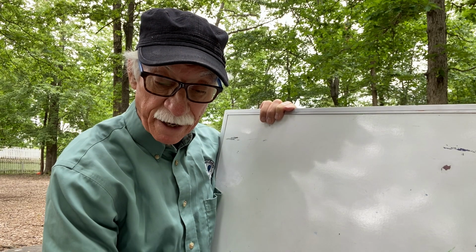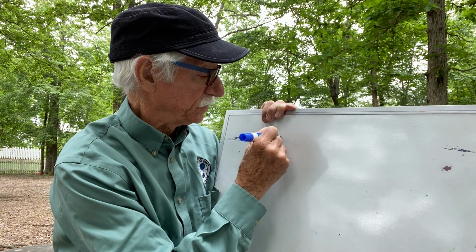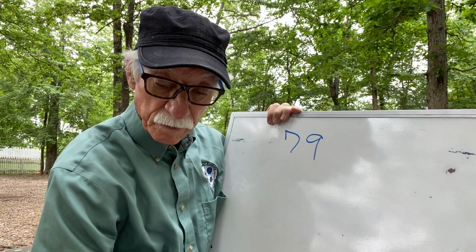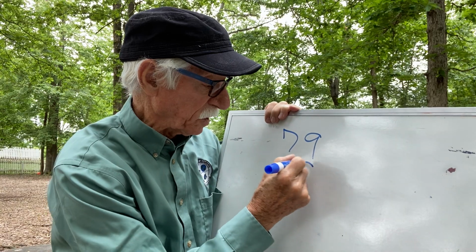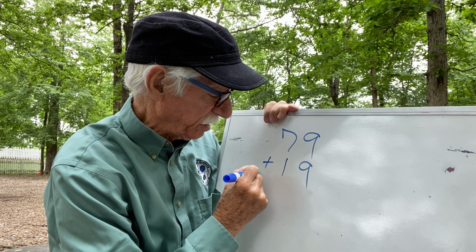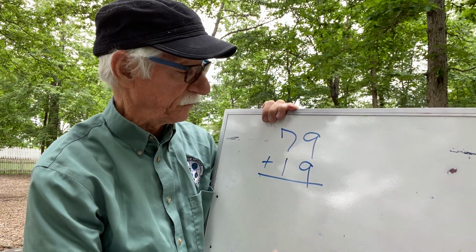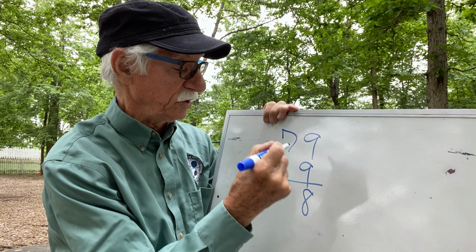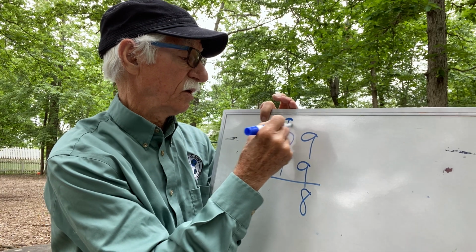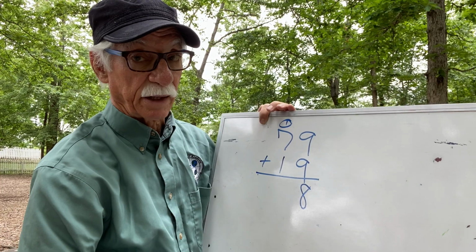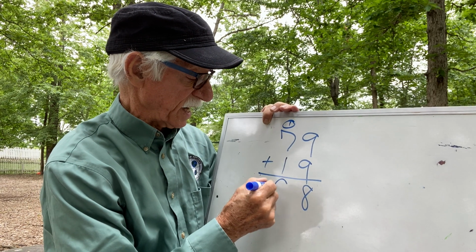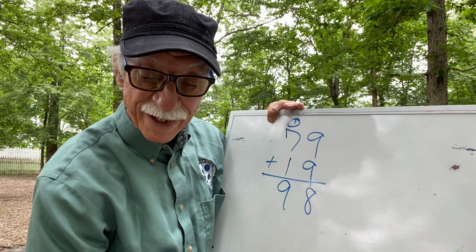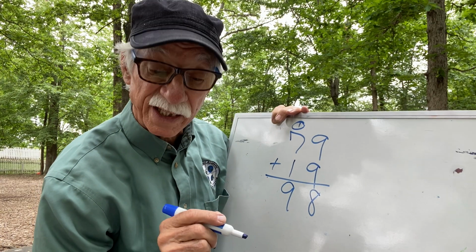Tony read 79 pages in Kidnapped. And then the next day he read 19 pages. So we want to know how many pages he read so far. So we've got to add them up. 9 and 9 is 18 units. 8 units there. 10 units got to be exchanged for 1 ten. 7 tens plus 1 ten is 9 tens. So Tony has read 98 pages so far in Kidnapped.